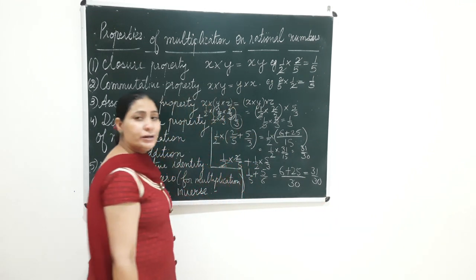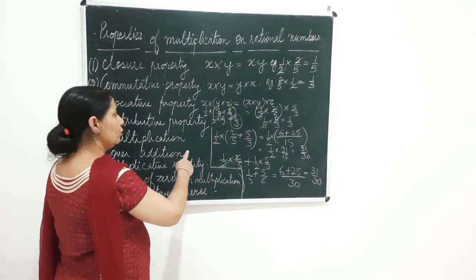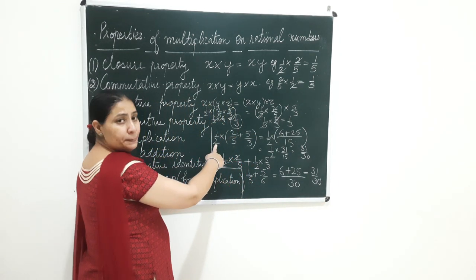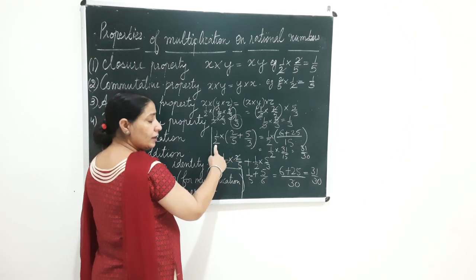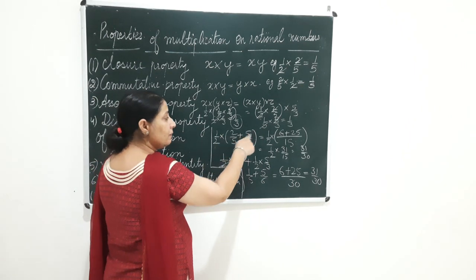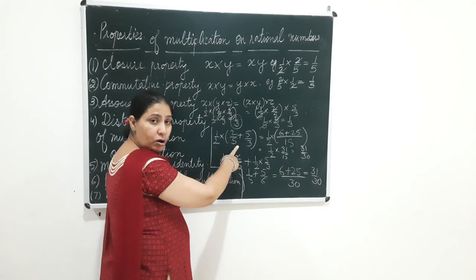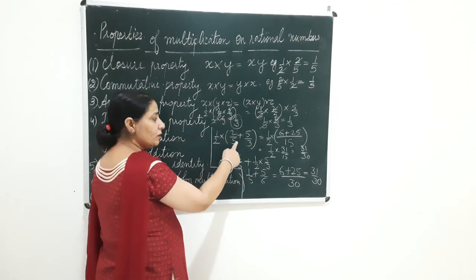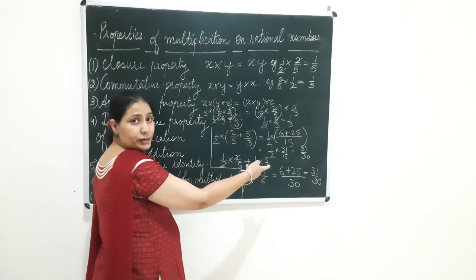So, beta, what do you conclude from here? You conclude that if you multiply a rational number with the sum of two rational numbers, or you multiply the rational number with the first rational number, distribute it, okay?